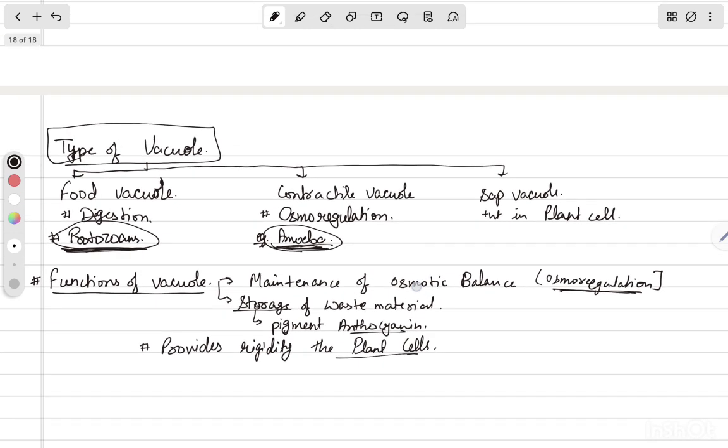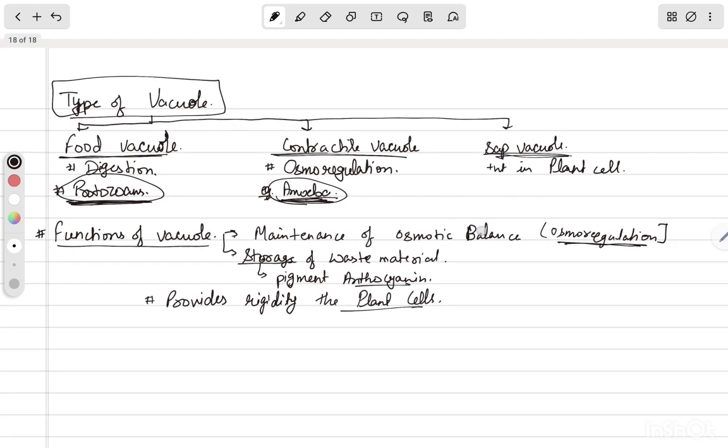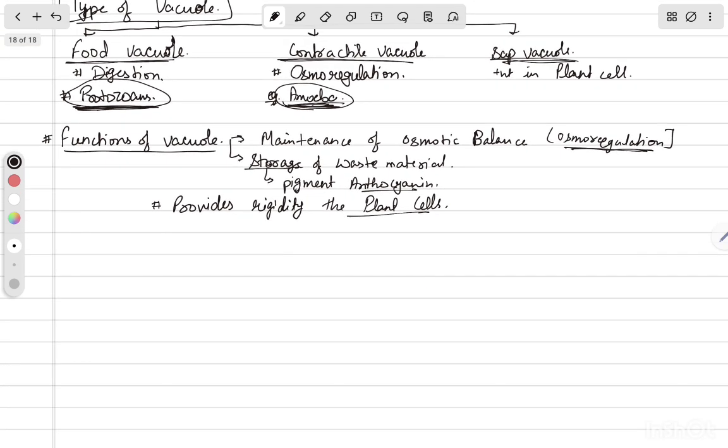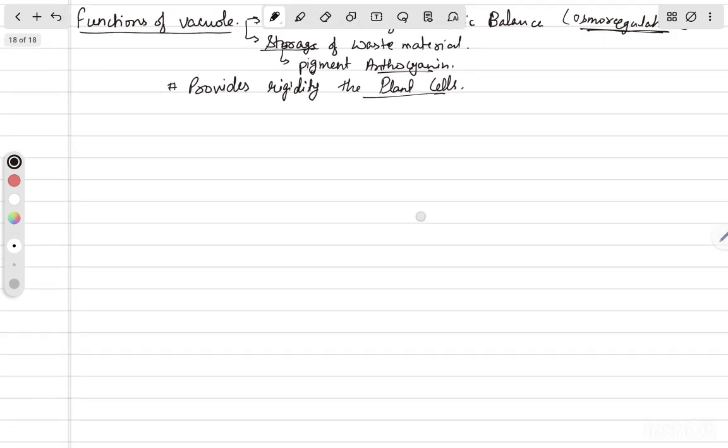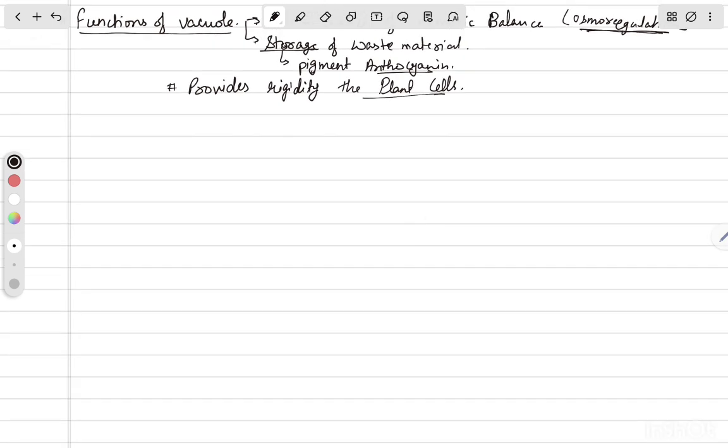So these are the basic functions of vacuole which are performed in plant cell, and types of vacuole are important. One is food vacuole, contractile vacuole, and sap vacuole. So this is all about the endomembrane system in which four organelles are involved, that is endoplasmic reticulum, Golgi apparatus, vacuole, and lysosome. Next we will be discussing mitochondria and plastids. So in the next lecture we'll discuss mitochondria, plastids, and ribosomes.